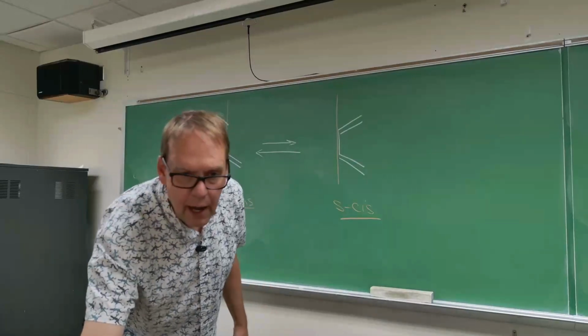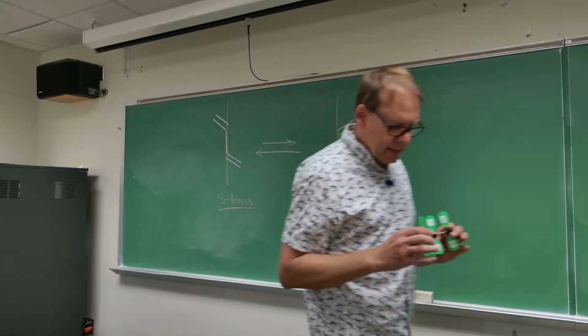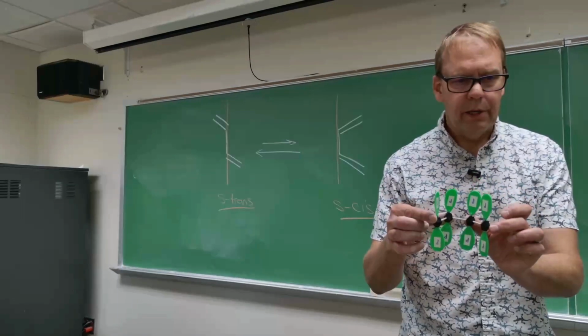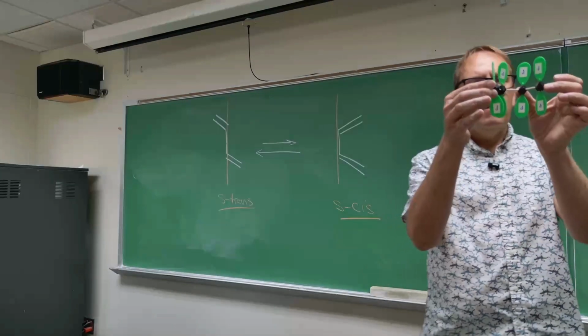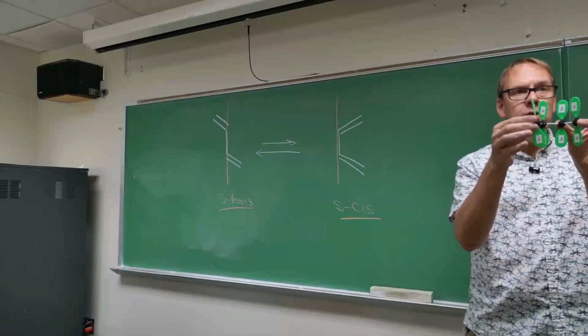I built a model of butadiene and wanted to share it with people. I am not sure how well you're going to be able to see this, but the green lobes represent p orbitals.